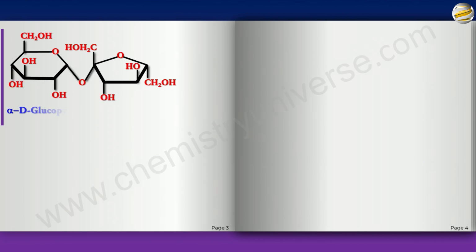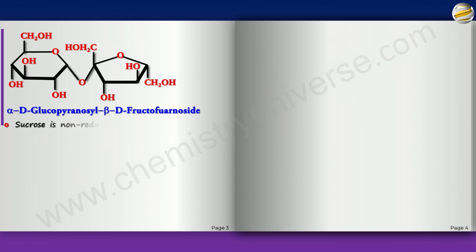So this is called alpha D-glucopyranosyl beta D-fructofuranoside, and this is based on alphabetical order. G comes first and F comes later. Otherwise, it could be beta D-fructofuranosyl alpha D-glucopyranoside, but we basically write it in alphabetical order.